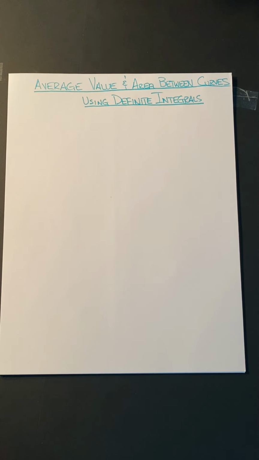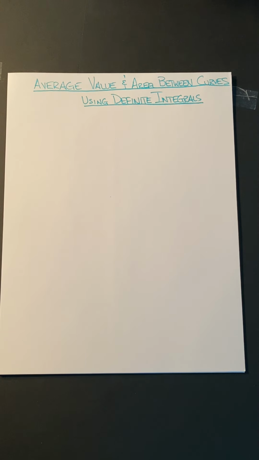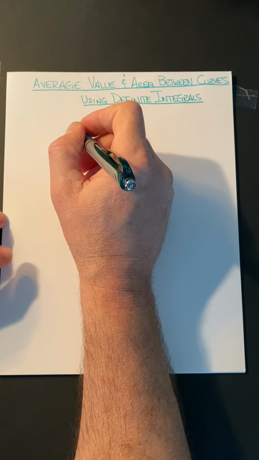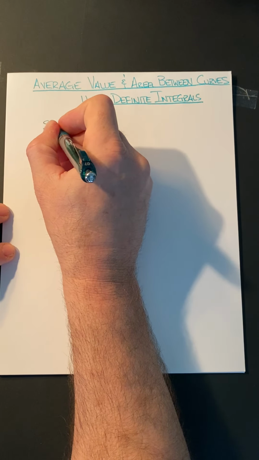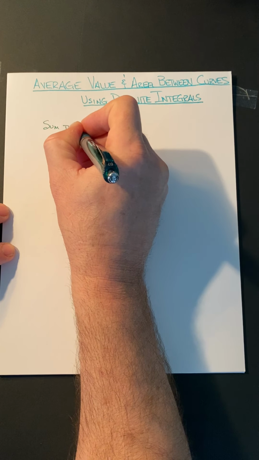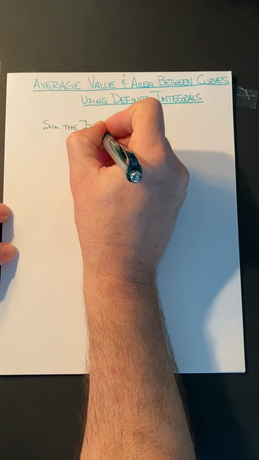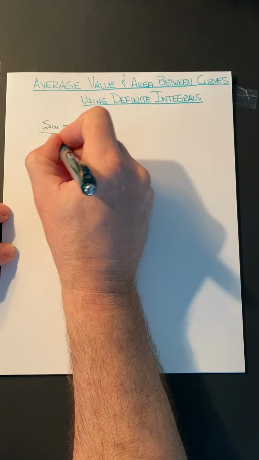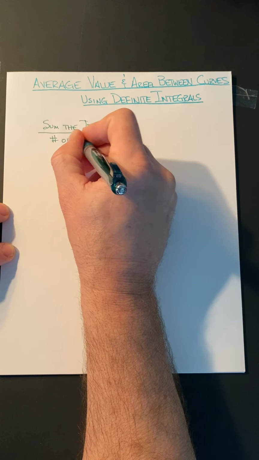Hello everybody again. Today's lesson is going to be using definite integrals to find average values and area between curves, okay? So we want to get started with this. And when we take averages, we know that we sum the items and then we divide by the number of items, right?